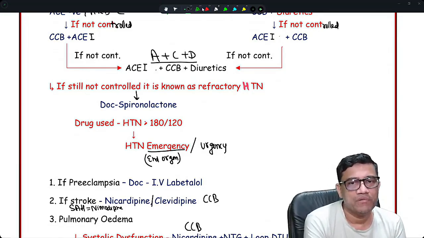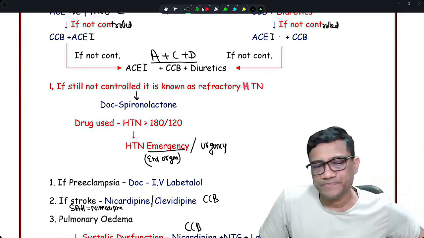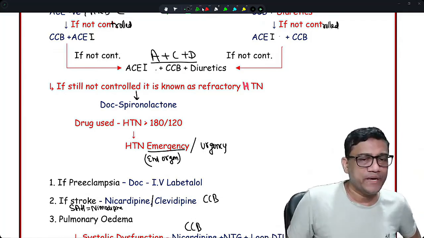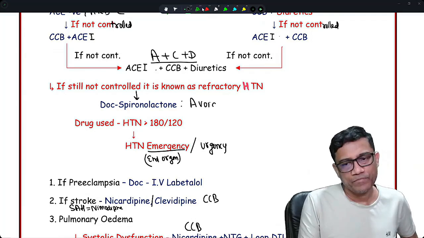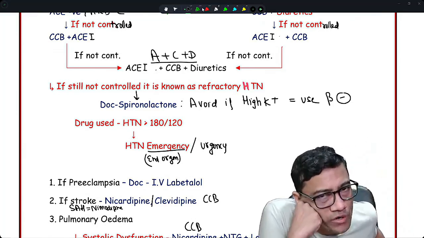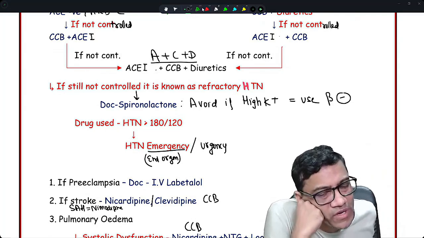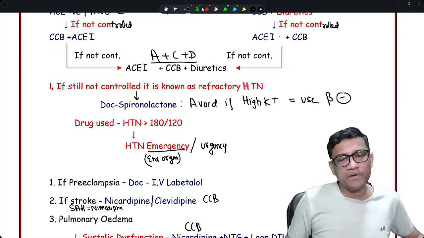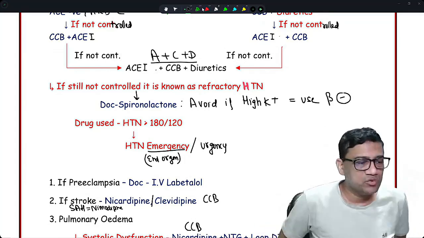Next, if hypertension is still not controlled, it is called refractory hypertension. The drug of choice is spironolactone. But remember, avoid it if potassium is high; use a beta blocker instead. This question has come before. So always check the potassium level. If it is on the higher side, let's say 4.5 or above, not hyperkalemia, then we go for a beta blocker. Spironolactone should only be used when the potassium is on the lower side. If it is higher, use a beta blocker. Are you clear?